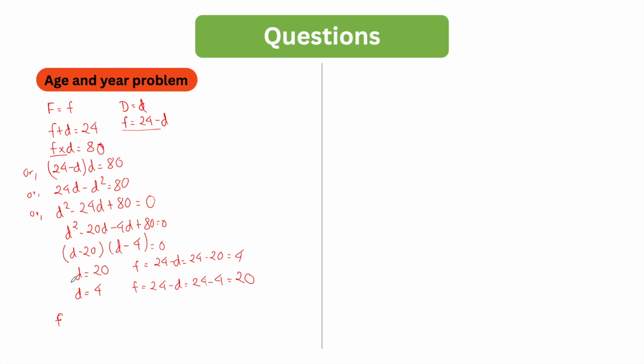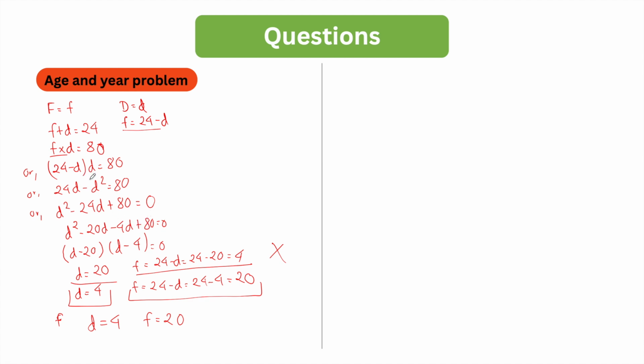Here the age of daughter is greater than age of father, which is not a possible case, so we will cancel this. We will not take this into consideration. Here the daughter's age is 4, which is less than the age of father, that is 20. So we get age of daughter is 4 and age of father is 20. Okay, this is how we solve this question.